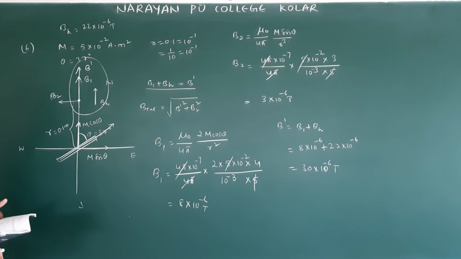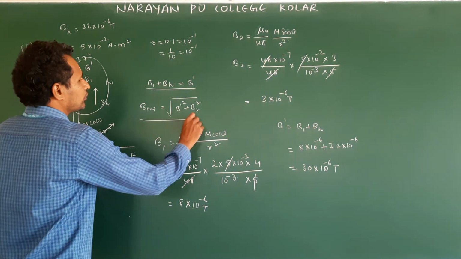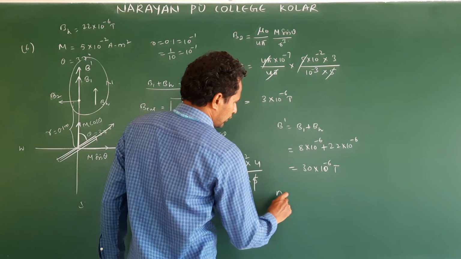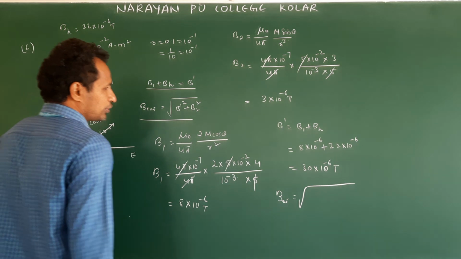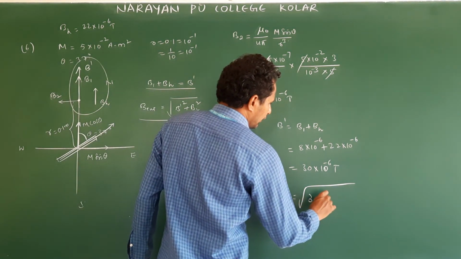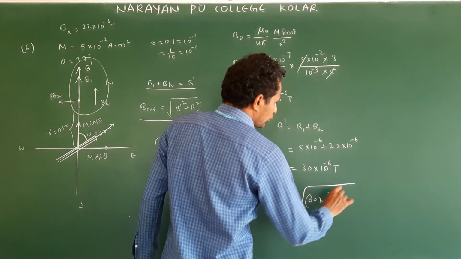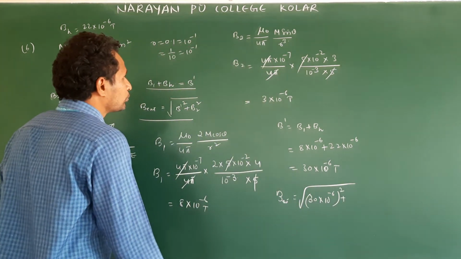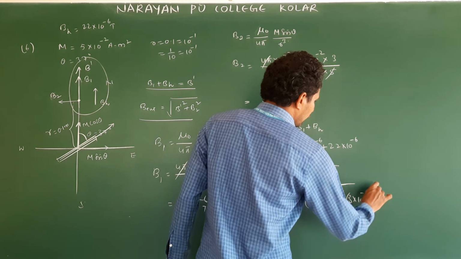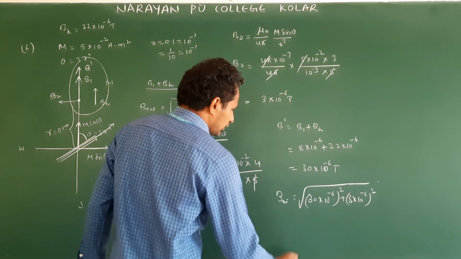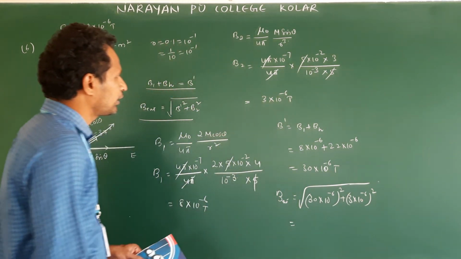Then what did they do? Net field they also calculated. So net field, how do you calculate? B net is under root B dash square plus B2 square. So this is 30 into 10 power minus 6 whole square plus B2, 3 into 10 power minus 6 whole square. Right? Am I correct or not?